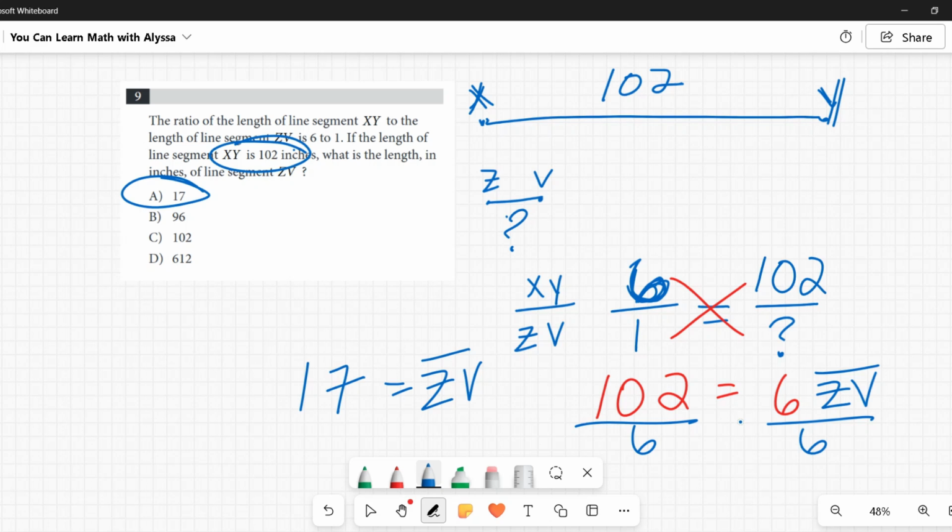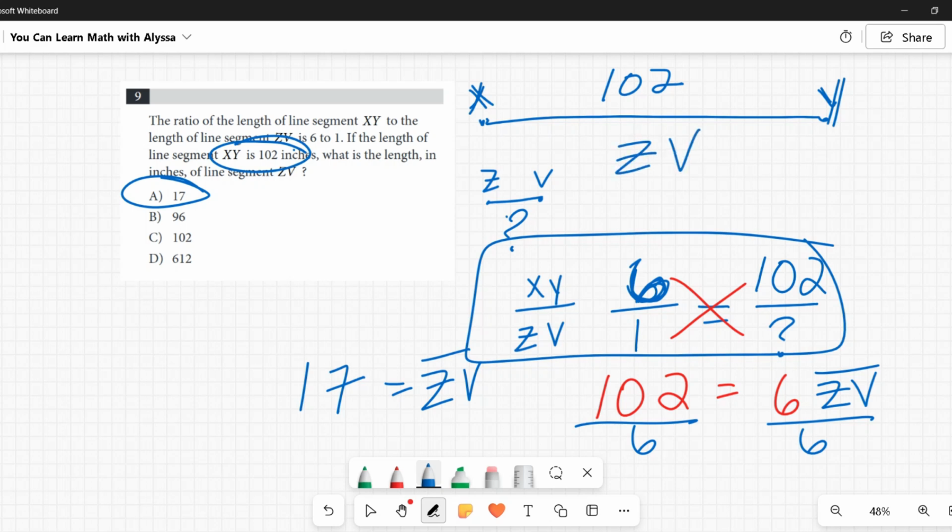Just as a little side note, could I have said the length of ZV to the length of XY? Yeah, then it's just 1 to 6. And you could have done the same thing, replace XY with 102, and again, solve by cross multiplying, and get the exact same thing, 1 times 102, 6 times ZV. Again, if it's apples to apples, same things on top, same things on bottom, you can get the answer. It doesn't matter if it's the other way around.